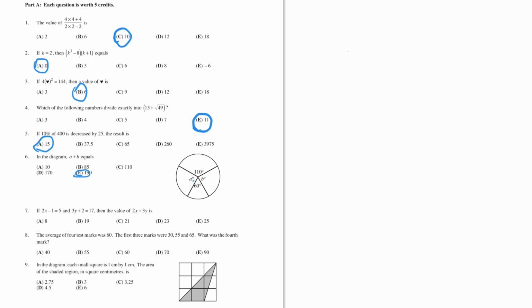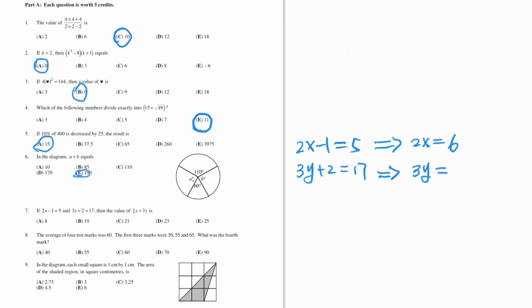Number 7, if 2x minus 1 equals 5, 3y plus 2 equals 17, then the value of 2x plus 3y is. So 2x minus 1 equals 5, and 3y plus 2 equals 17. From first equation, we get 2x equals, bring the negative 1 to another side, equals 6. 3y, from second equation, we get 3y equal, move the 2 to another side, that's the negative 2, 17 minus 2, that's the 15. Then we add two equations. 2x plus 3y equals 6 plus 15 equals 21. The answer is C.